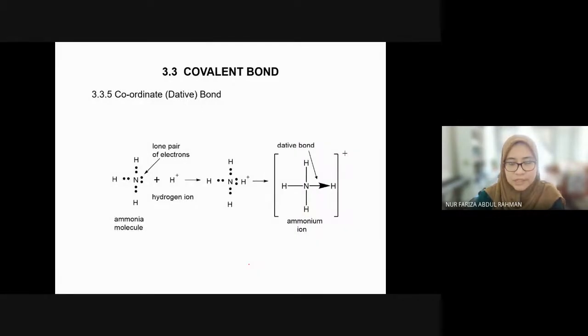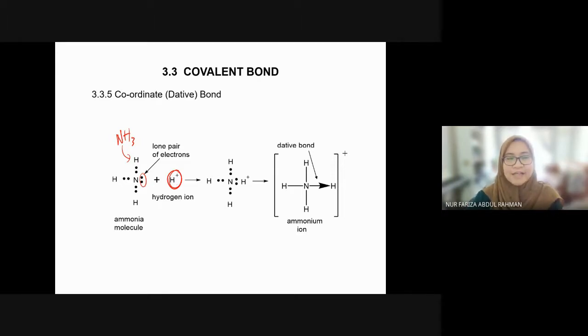Alright, example. This is NH3, ammonia. When you draw ammonia, this is how your Lewis structure should look like. As you can see, ammonia has one lone pair. And then H plus, on the other hand, does not have an electron. No electron available in H plus. That means H plus has a vacant orbital, because it has no electron at all in this case.